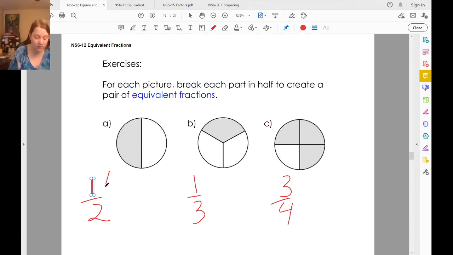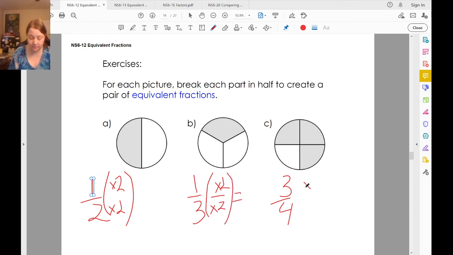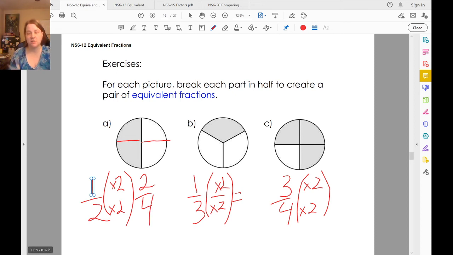So what we're going to do is multiply each of these by 2 over 2, because we're going to take one piece and make it 2. So if we multiply 1/2 times 2 over 2, that means we break this piece in half and we break this piece in half, and that's going to be 2 out of 4. 1 times 2 is 2, 2 times 2 is 4.